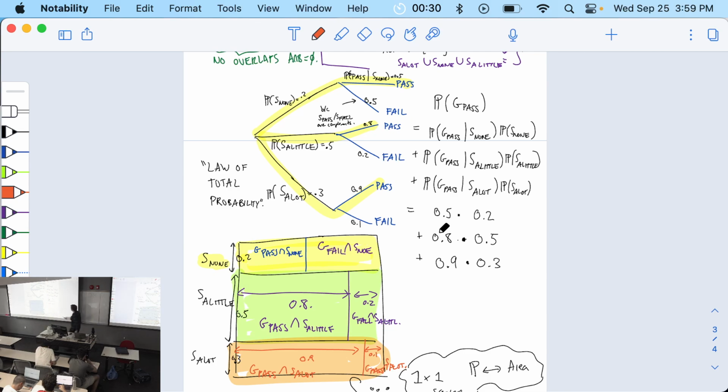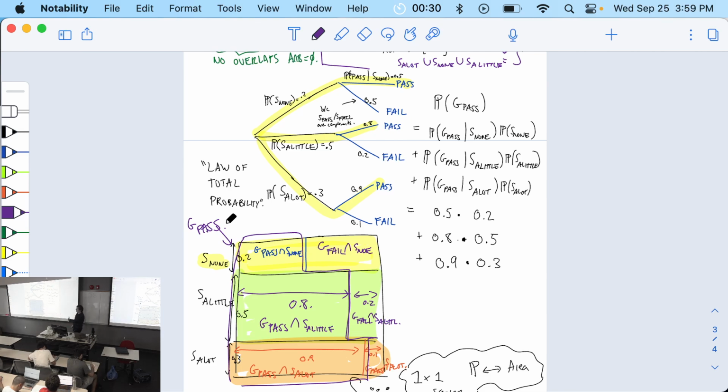When someone says, please calculate the probability of passing at all, passing can happen in 3 different ways. The law of total probability says you just add up all the different ways it can happen. And so the probability of passing is exactly the area of this little staircase. This staircase is the probability of passing any which way. And it's made of 3 parts: passing when you studied a lot, a little, or none.